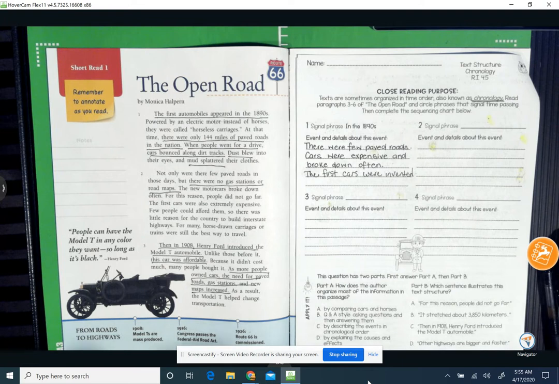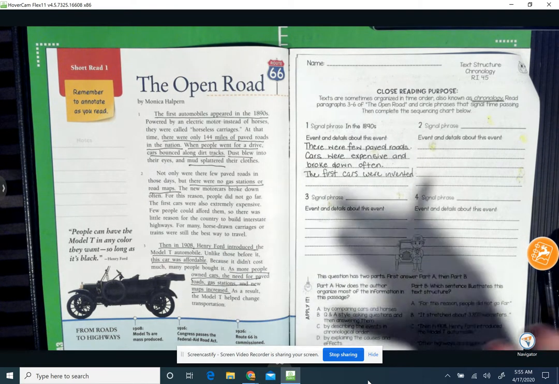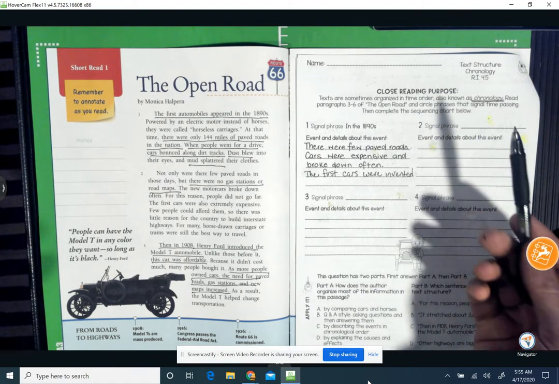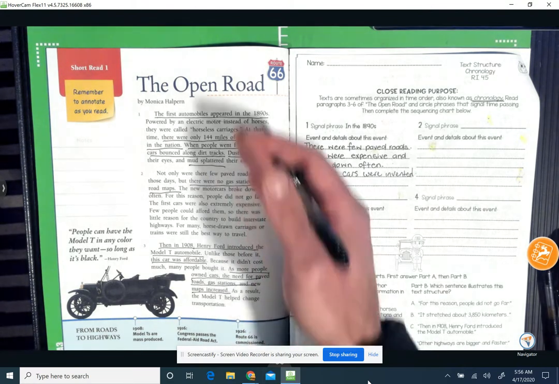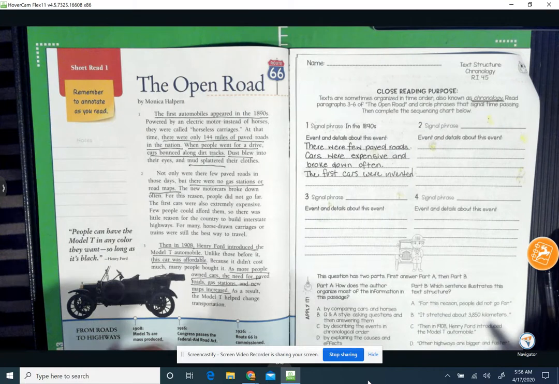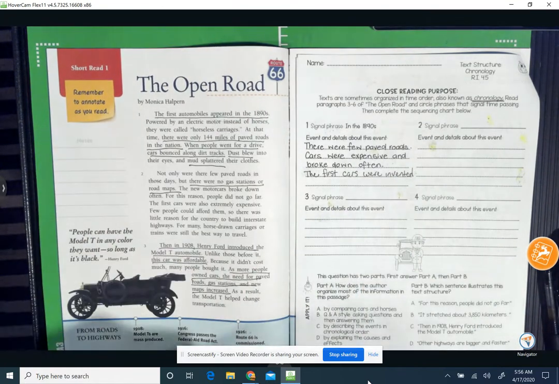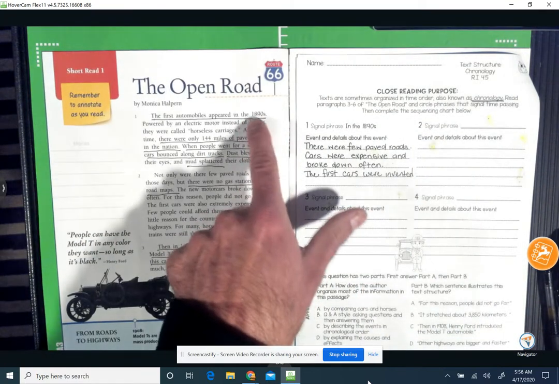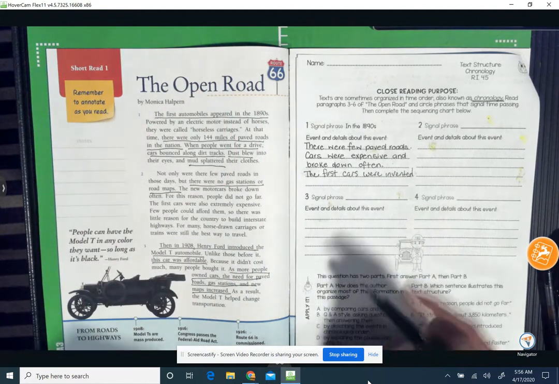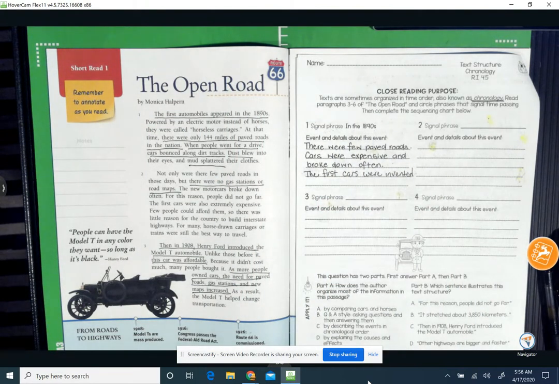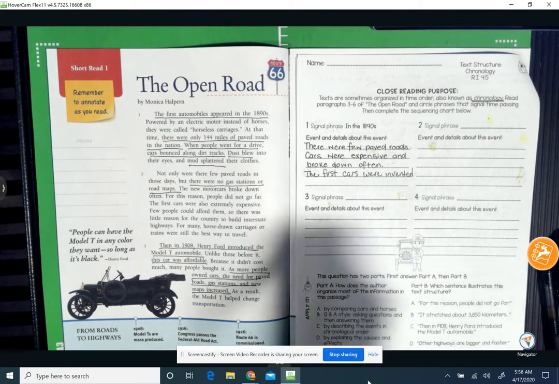Okay? So now we are going to start following the directions here and looking at paragraphs 3 through 6 to do the same exact thing. We need to locate the time order words. And looking at the first one, in the 1890s, the year, if you see a year written somewhere like 1890s, it's likely going to be somewhere around there that your signal phrase is located. So let's look at paragraph number 3.